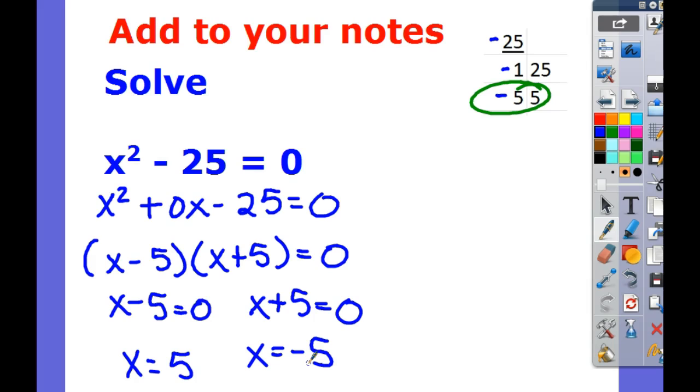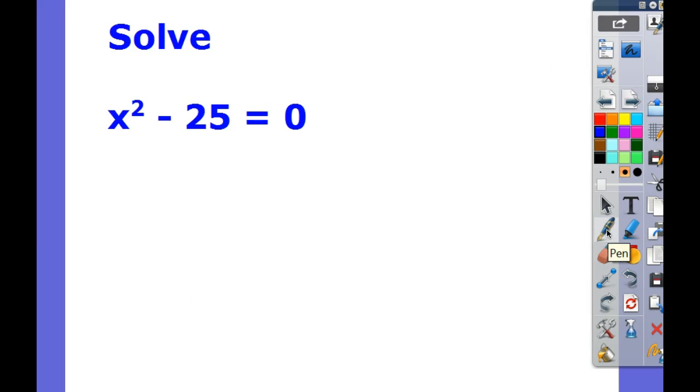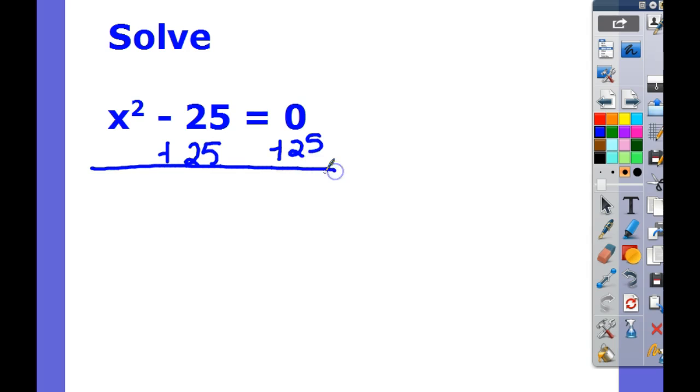But there is another way to solve that one that I wanted to talk about that's going to lead into our lesson today. You can also solve this one by adding 25 to both sides, isolating the x. I need to solve for x. In order to solve for x, I need to get rid of the square. How do you get rid of a square? What's the opposite of a square?